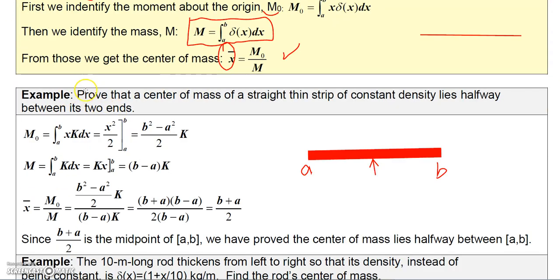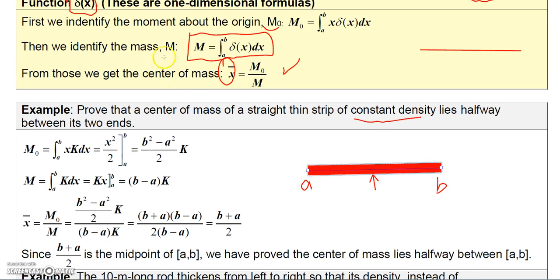The next example says prove that the center of mass of a straight thin strip that has constant density lies halfway between its two ends. So let's pretend this strip right here is our thin strip. We'll say it starts on the left endpoint at A and the right endpoint will be B. We want to show that the center of mass falls halfway between A and B.